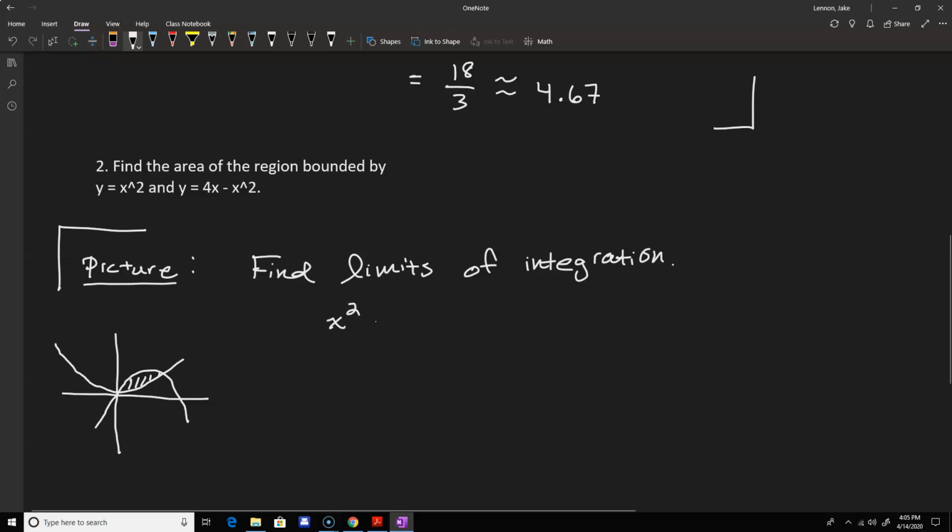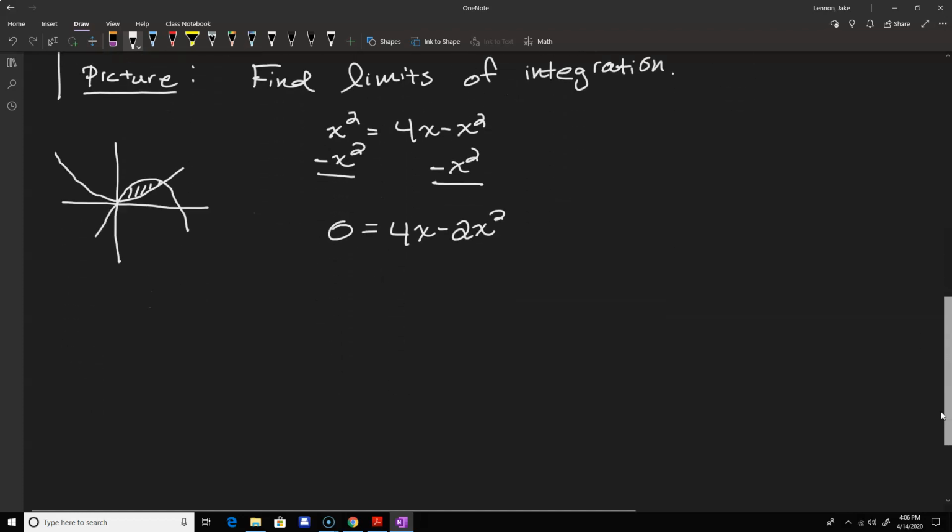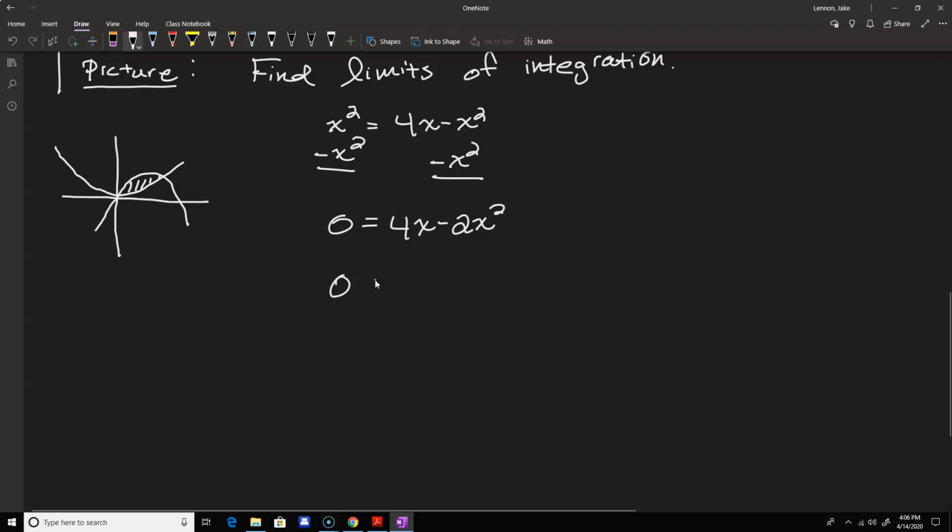So x squared equals 4x minus x squared. We can subtract x squared on both sides to get 0 on one side of the equation and all the other terms on the other. So we get 0 equals 4x minus 2x squared. And that can be solved easily by just factoring out 2x. So we get 0 equals 2x times (2 minus x). So we have our two solutions, x equals 0 or x equals 2.